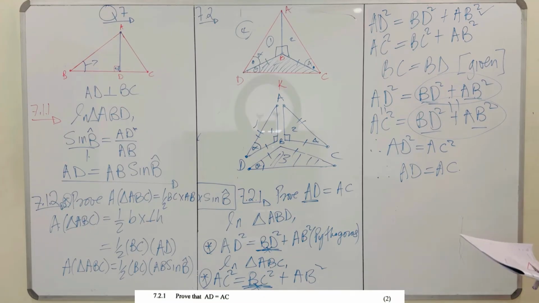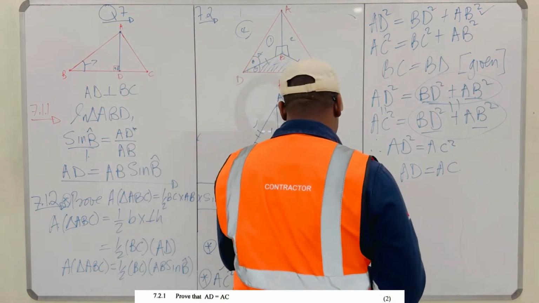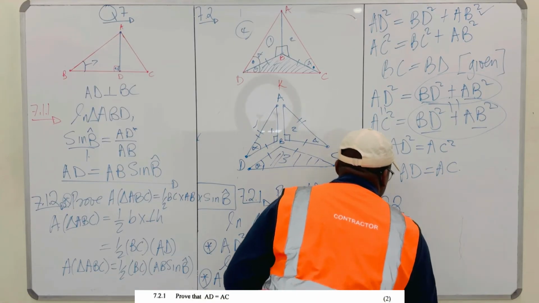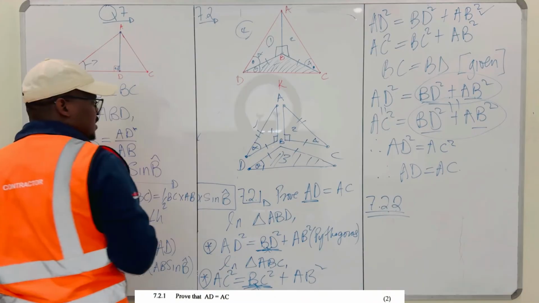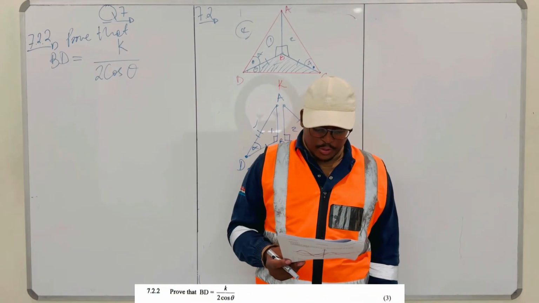So I'm going to clean this side. I think we might need more space to do 7.2.2. So I'm going to clean this side because I think we might need more space. Okay, so now we're doing 7.2.2.